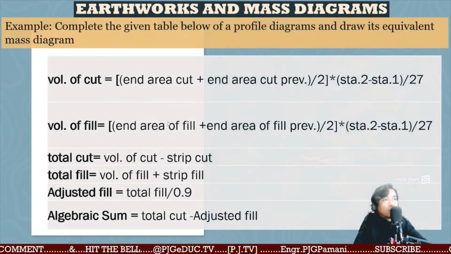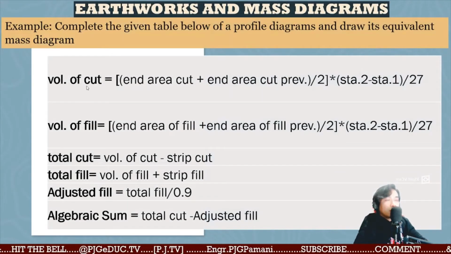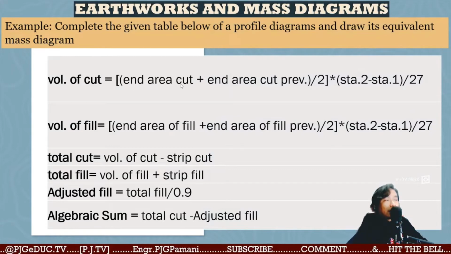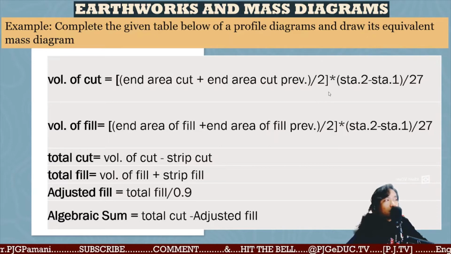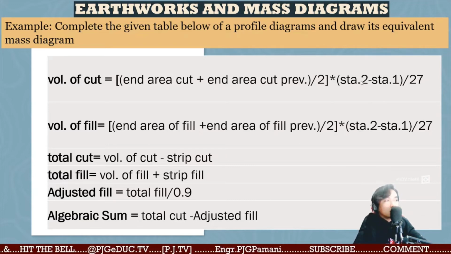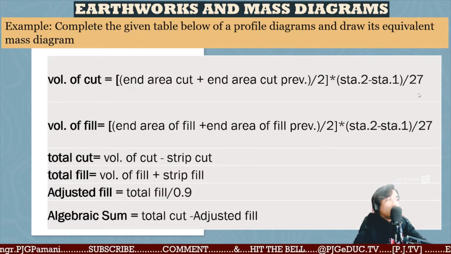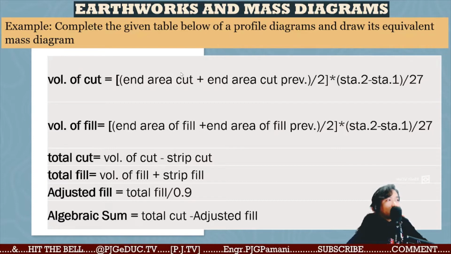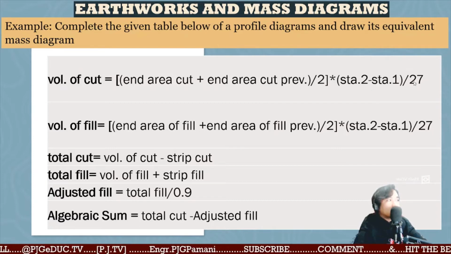Now, how do we compute those columns? For the volume of cut, we just have to add end area cut plus end area cut previous, then divided by 2, times station 2 minus station 1, or the required distance from the current station with the previous station. Then all over 27. Over 27 kasi kung convert natin siya into feet. Naka-cubic yards ito eh. Ito naka-meters. So divided by 27.